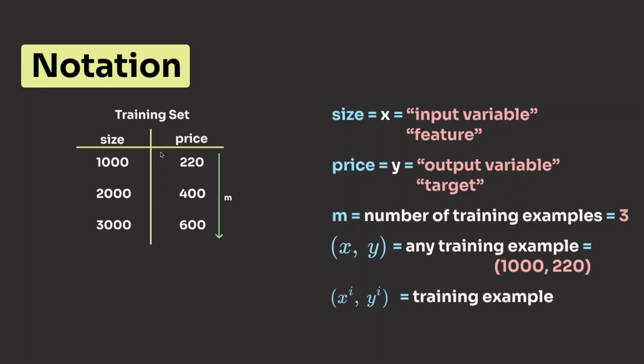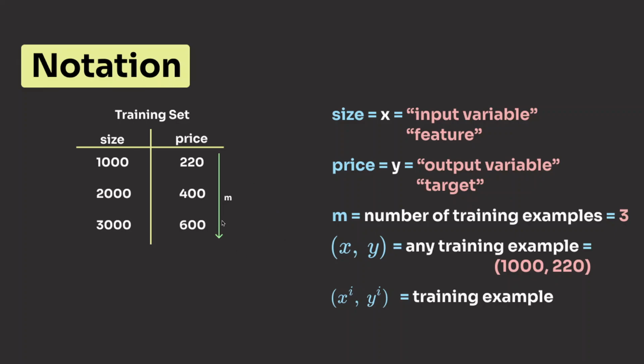As you can see, we have this arrow which has m written on it. m is the number of training examples. Right now we have 3 examples, because we have sizes 1,220, 2,400, and 3,600. These are the 3 examples. And how do we specify an example? We can specify an example by saying 1,220. That's a training example.